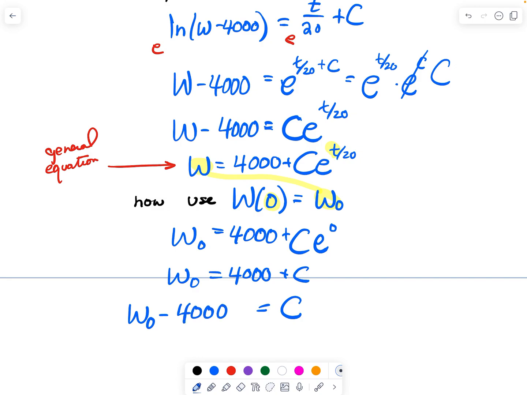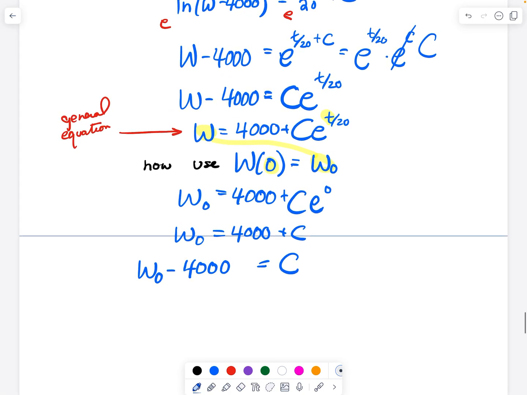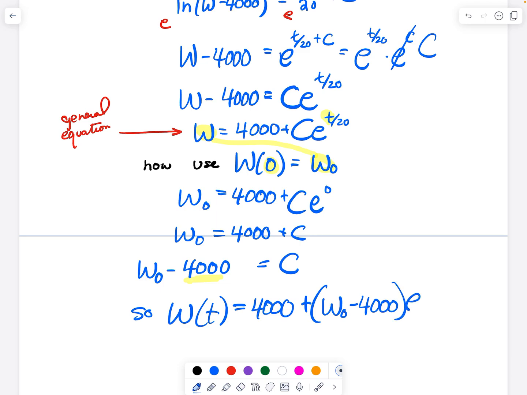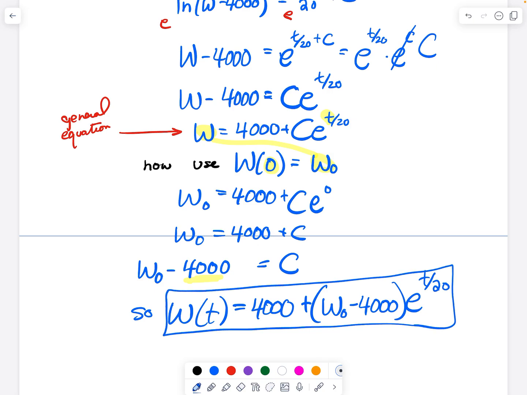And it feels kind of weird, but that's actually the, what would I call that? Like the overage, or if you want to make more money, 4,000 is your sweet spot. That is like the equilibrium point. And I'll show you in a minute why when we graph it, it's going to be like that. Let's go back to W of t equals 4,000 plus W naught minus 4,000 times e to the t over 20. That is our specific equation.